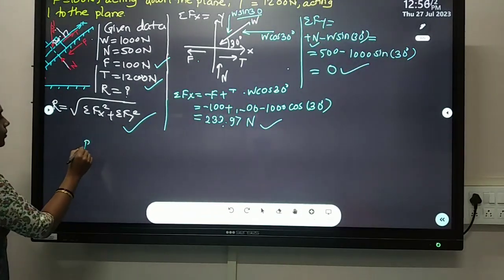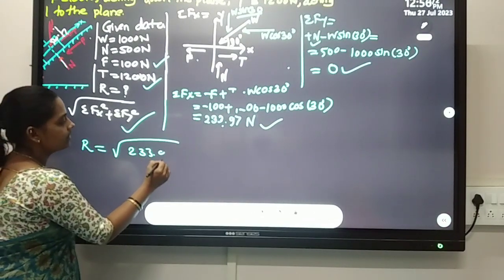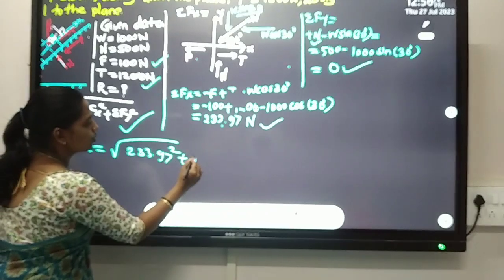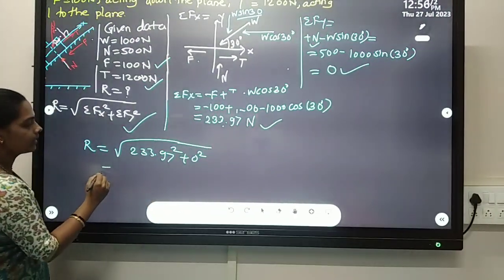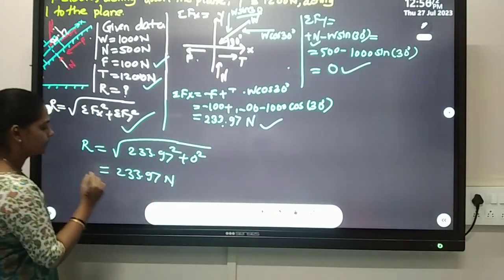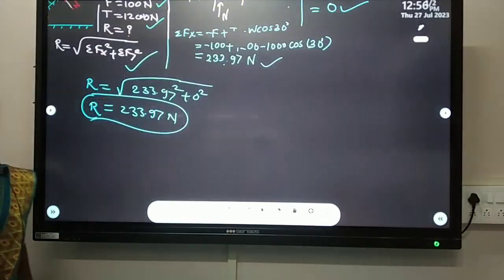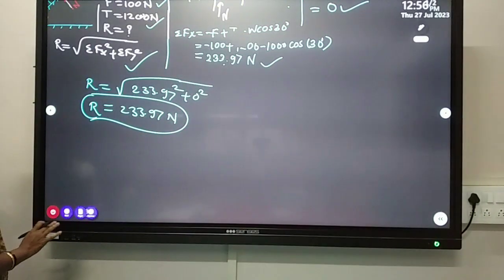R is equal to under root 233.97 square plus 0 square. So, it obviously becomes 233.97 Newton. Now, we will see another numerical based on this.